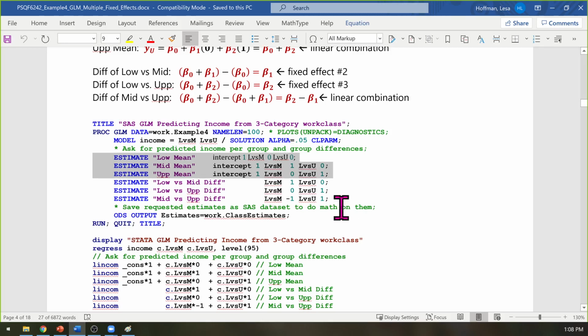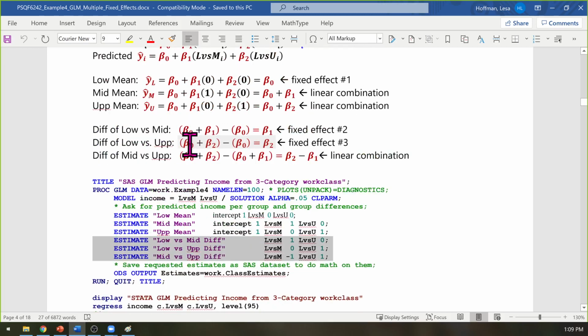All right, then the last ones here, the second 3. These are differences. Note that none of these differences contain the word intercept, because these are differences between groups where the intercept falls out. So the math is up here. The difference of low versus mid means that I take whatever the model says the mean would be for mid, which is what I just found up here, and subtract what the model says the mean would be for low. So the beta 0s cancel and I'm left with just beta 1. Likewise for low versus upper, the beta 0s cancel and I'm left with just beta 2.